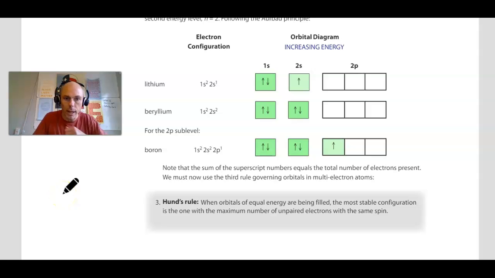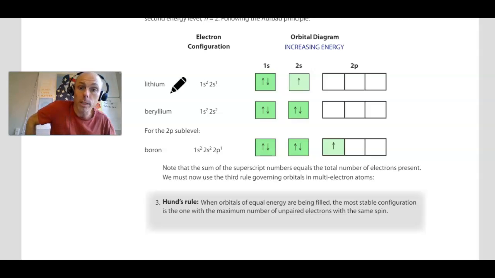As we scroll down, we see the next element on the periodic table's orbital diagram depicted. That's lithium. Lithium has an atomic number of 3, so 3 electrons. 2 of them go in the 1s. So we see a 1s orbital with 2 electrons in it. And the third electron, now that the first energy level is full, goes into the second energy level and into the 2s sublevel. There's only 1 electron in there, so we only see 1 arrow.